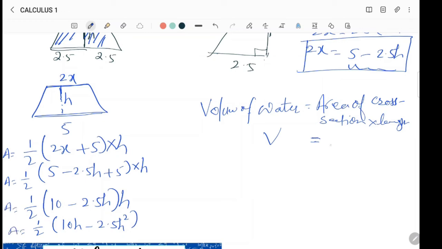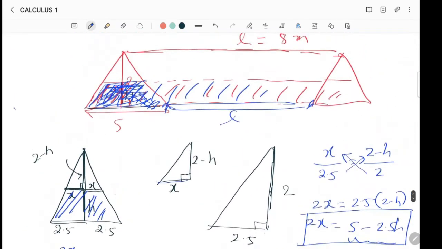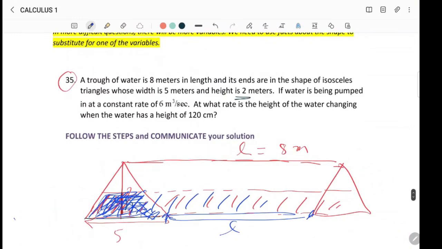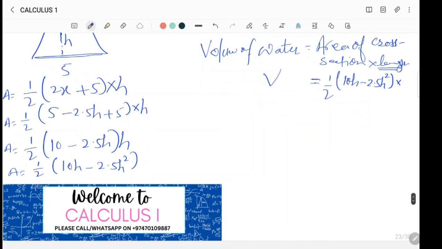So area of cross section is half times 10h, 2.5h square, and length of the trough was 8, so it will be 8 here. Now this 8 will be cancelled by 2. Now take so that is 4.